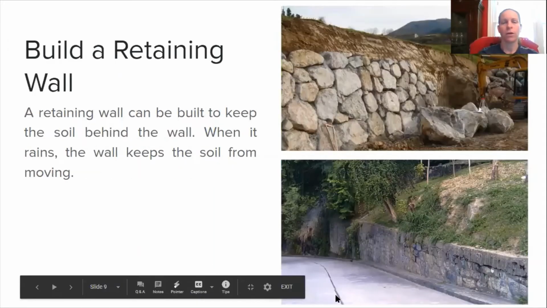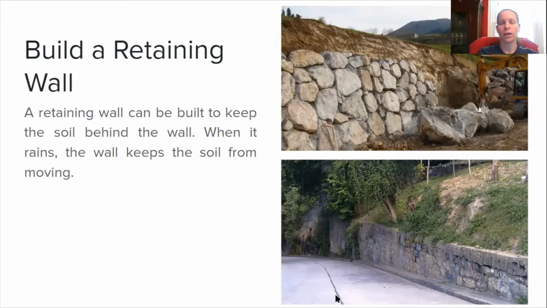Okay, here's another thing that you could do if you want to keep your soil in place and prevent erosion. This is building a retaining wall. When you build a retaining wall, you put the wall in so that you keep the soil on one side of the wall. So even when water comes down, the wall is blocking the soil from moving to the other side, so it's not going to be washed away.